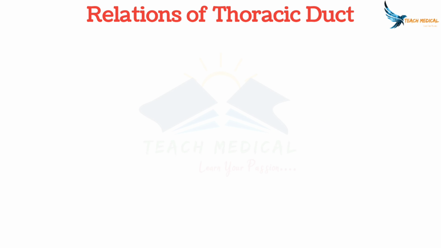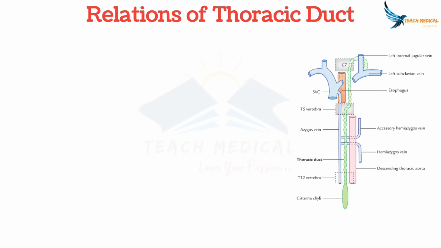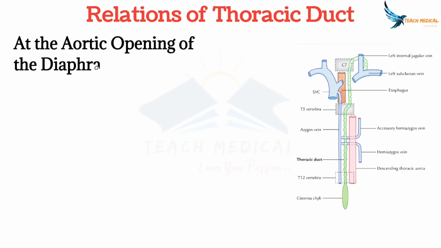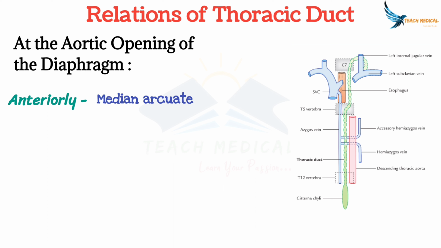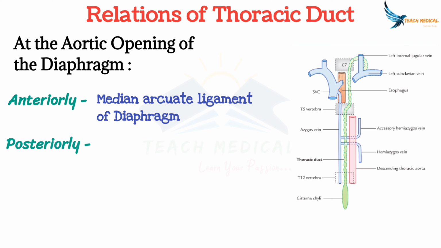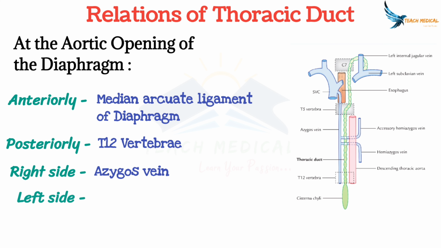Relations. The relations of thoracic duct are as follows. A. At the aortic opening of the diaphragm. Anteriorly related to median arcuate ligament of diaphragm. Posteriorly related to T12 vertebra. Right side related to azygos vein. Left side related to aorta.